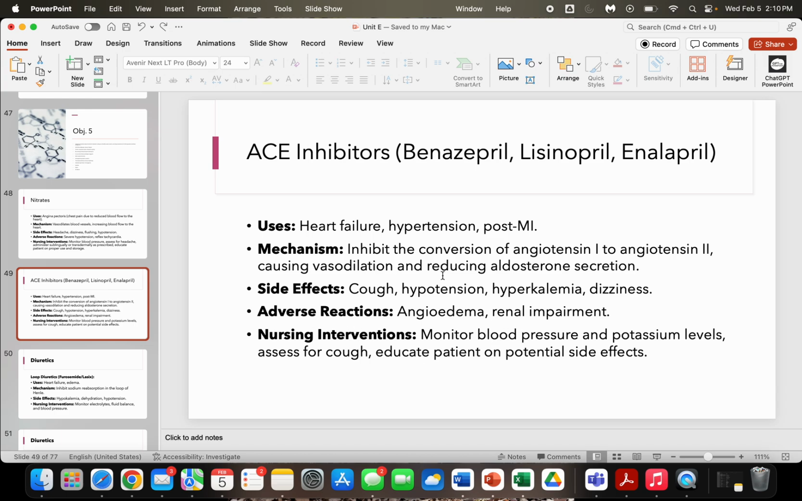Major adverse reactions for this is angioedema. If you note a person who recently started taking an ACE inhibitor and they're experiencing angioedema, which would be facial swelling, they need to stop immediately, and they probably need some life-saving treatment, like an EpiPen or something like that, okay?